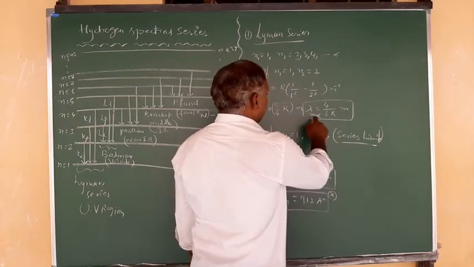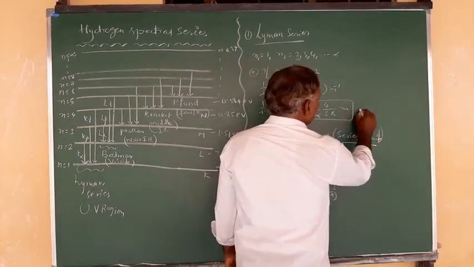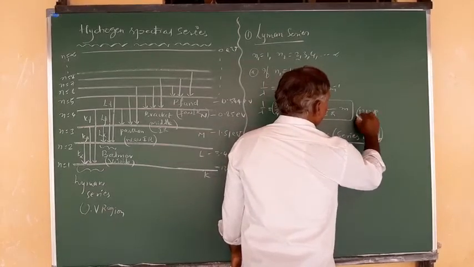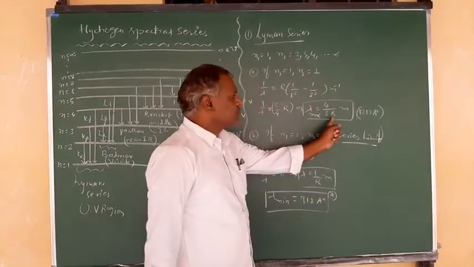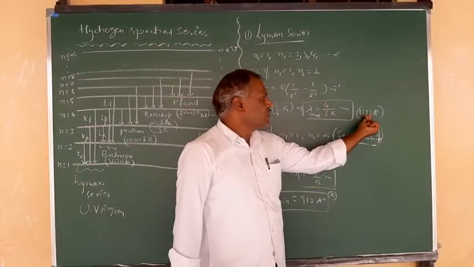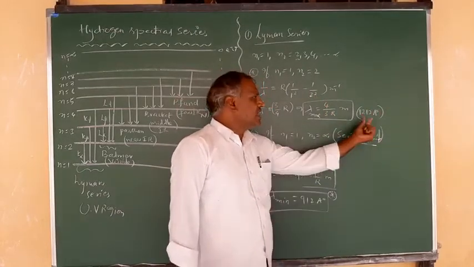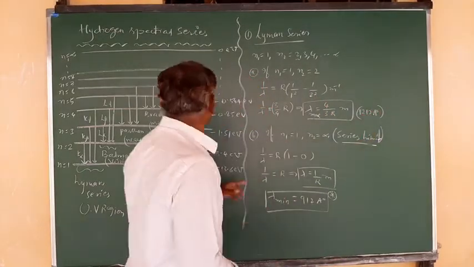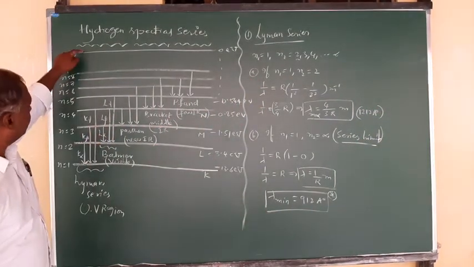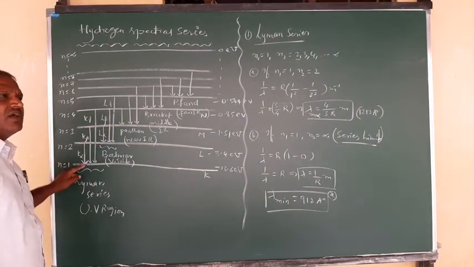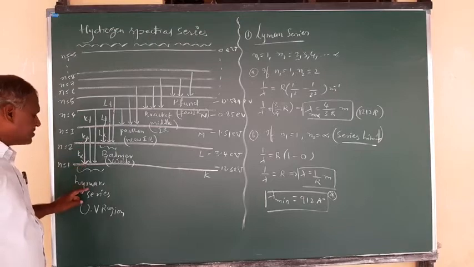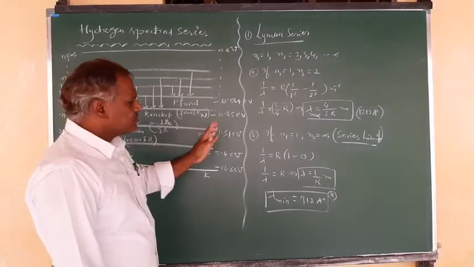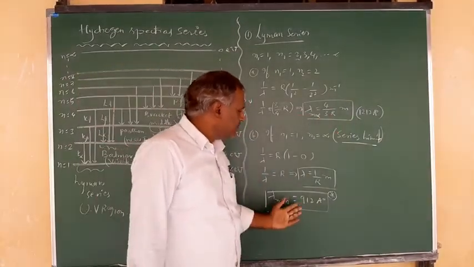And this is the maximum value observed, which comes as 1212 angstrom units. When you calculate, substitute the R value here and simplify, you get 1212 angstrom units. So from here up to infinity, the electron is getting into n equal to 1, that is observed in the Lyman series. The maximum wavelength is this much, and the minimum wavelength is this much.